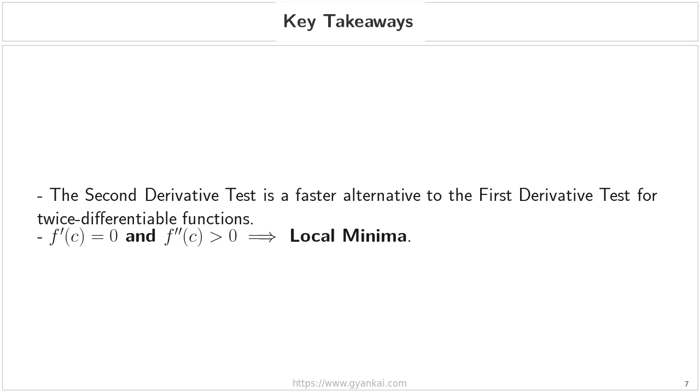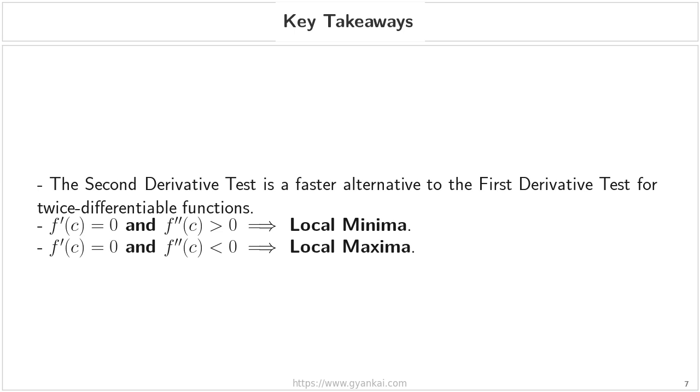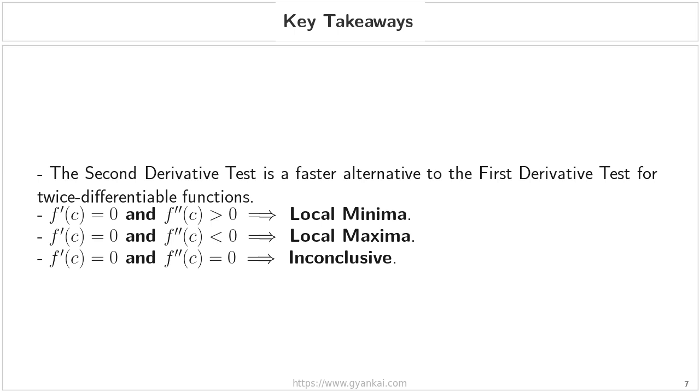A positive second derivative means the graph is concave up, like a cup, which places our critical point at the bottom. Conversely, if the first derivative of f at c equals 0 and the second derivative of f at c is less than 0, then the function has a local maximum. This is because a negative second derivative indicates the graph is concave down, like a cap, placing our critical point at the very top.